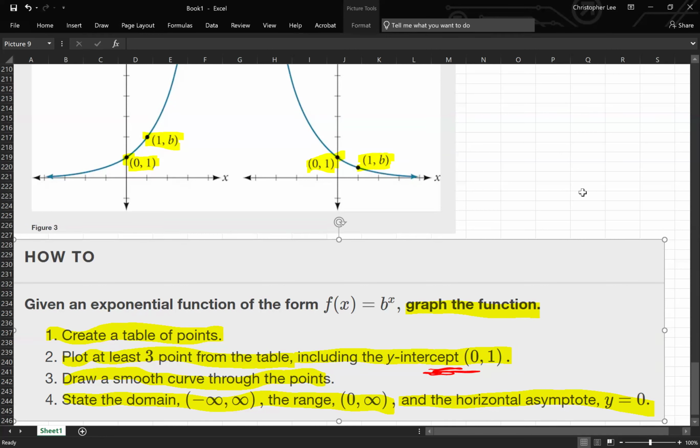All right. Step 4, the domain for the exponential function is -infinity to +infinity. The range is from 0 to infinity, and the horizontal asymptote will be at y equals 0, right? Unless there's some kind of shift upwards or down. But generally speaking, that's it.